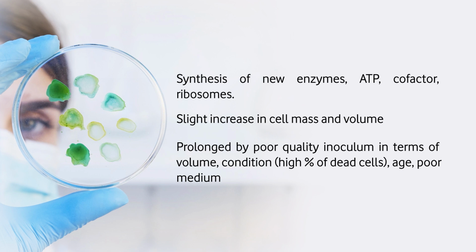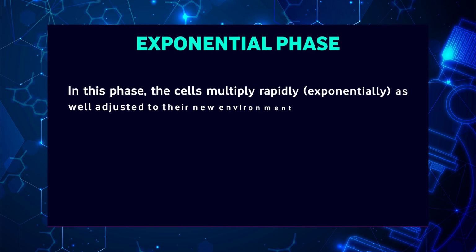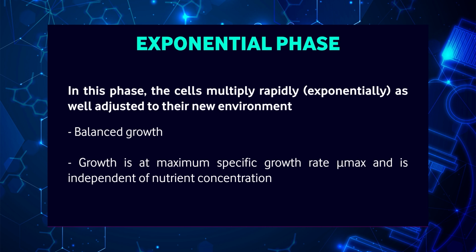There is a slight increase in the cell biomass and volume, prolonged by poor quality inoculum, as I told you. You already know about the exponential phase. In this phase, the cells multiply rapidly. Dx by dt is changing, ds by dt is changing, as the cells have adjusted to the new environment. The growth is balanced, growth is maximum. So the mu at exponential phase is mu max, and is independent of the substrate or nutrient concentration. So in exponential phase, the specific growth rate is mu max and is independent of substrate S.